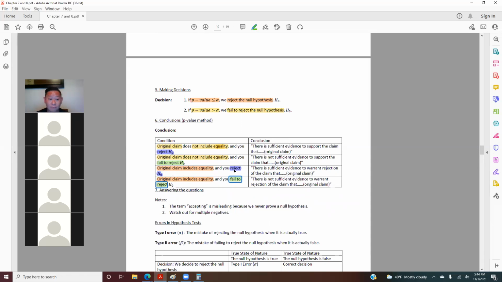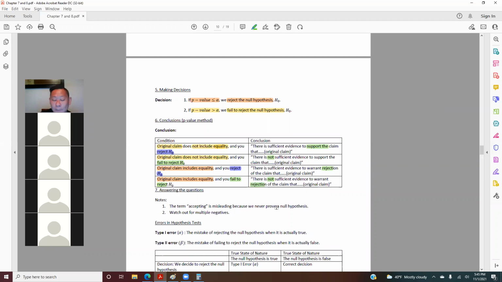Okay. And your conclusion, the first one says there is sufficient evidence to support. Support means you're supporting the claim, means good. The second conclusion is there is not sufficient evidence to support, meaning you're rejecting your claim. The next one is there is sufficient evidence to reject the claim. So number 2 and number 3 are kind of the same because in both you're rejecting the claim. And the last one is there is not sufficient evidence to reject the claim.